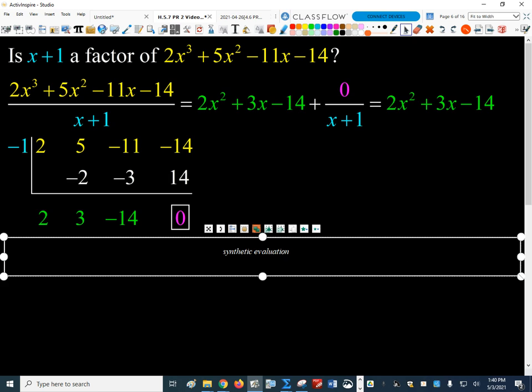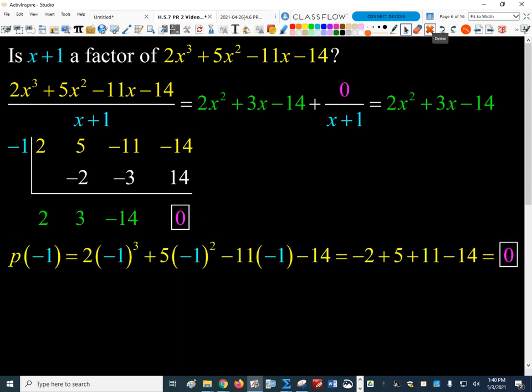Okay, well, what did the synthetic evaluation yield? I mean, we could check it old school by plugging negative 1 in, but we're getting 0, right? That's an important connection. So what do we know then? How can we always tell if x plus 1 is a factor? If we get no remainder, right? Okay. What does that mean though?